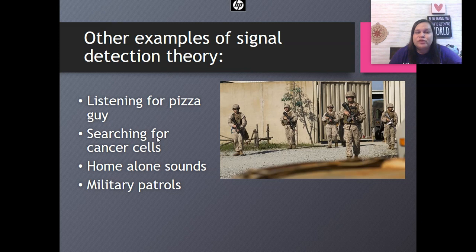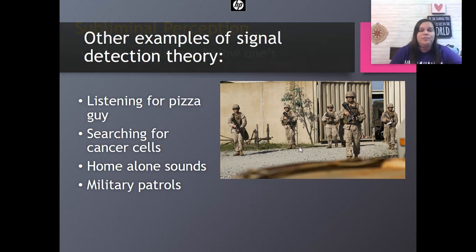Some other examples: searching for cancer cells, like if a radiologist is looking at x-rays, their experience level can help them to see or not see things, their motivation to really look, but also their level of fatigue. All of those things could affect their ability to detect a signal. When we're home alone, we hear more things than we usually do when there's other people around. And with military patrols, again, expertise, experience, motivation, and fatigue can all play a role in what they're able to detect.